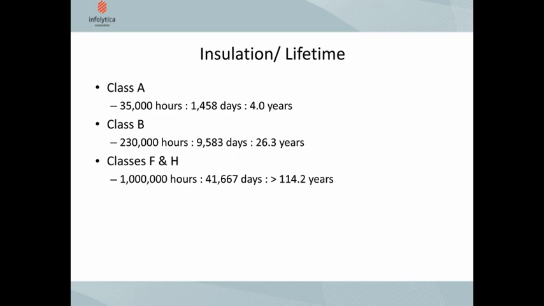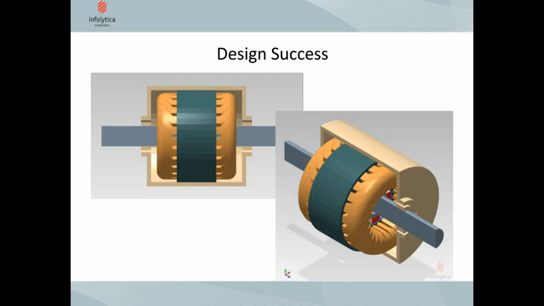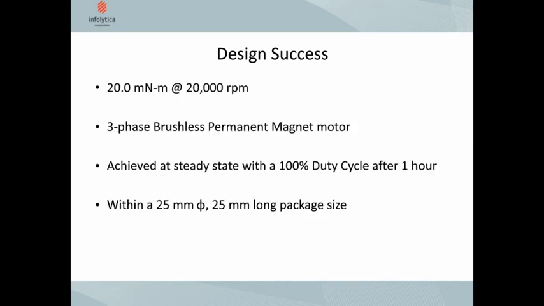I'm pleased to pronounce that we have reached a design success. This is what it looks like to scale. Our design success is actually 20 milli-Newton meters at 20,000 RPM. We achieve this with a 3-phase brushless permanent magnet motor. We achieve this with a 100% duty cycle and steady state operation for an hour. And we did this all within a package size which is 25 millimeters in diameter and 25 millimeters long.